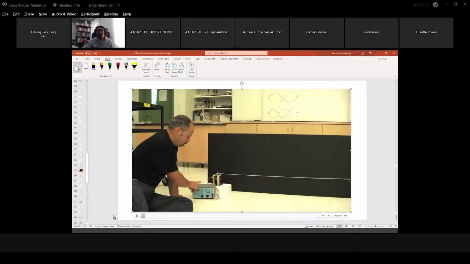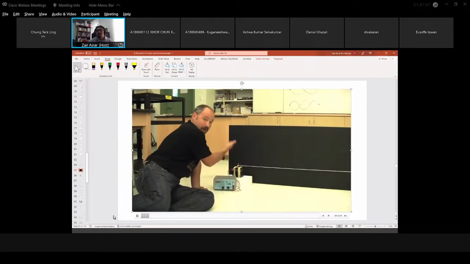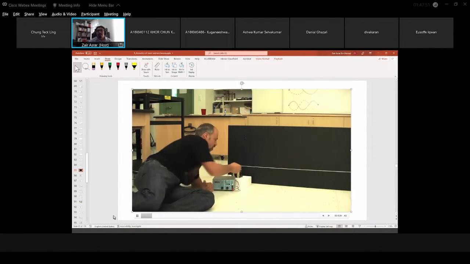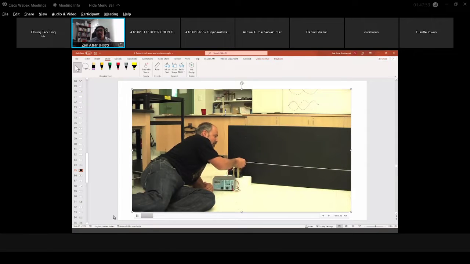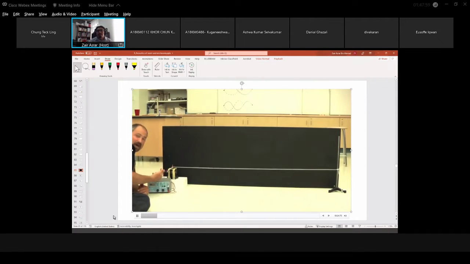So what we have here is a frequency generator. It's connected to what's called a wave driver. It's just a speaker. It's going to pump up and down at whatever frequency I set this to. When it pumps up and down, it sends a wave down to this end, the wave reflects, and comes back.